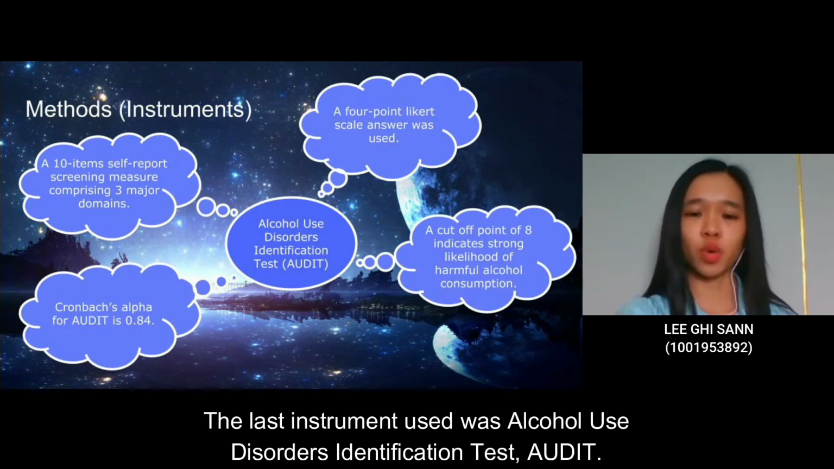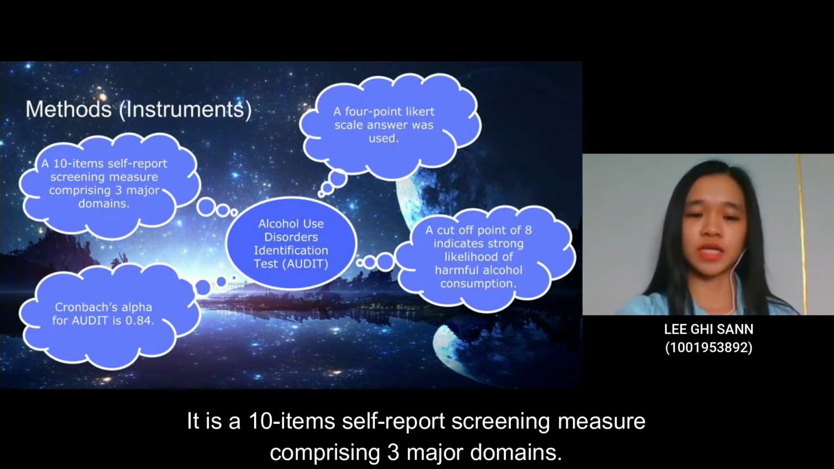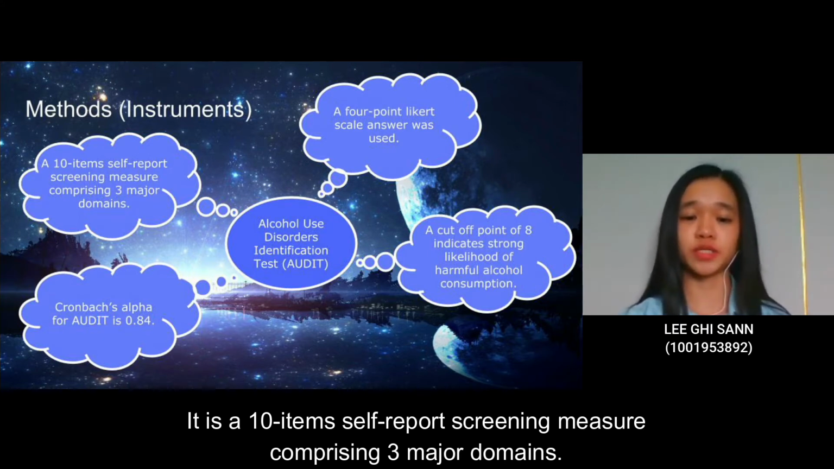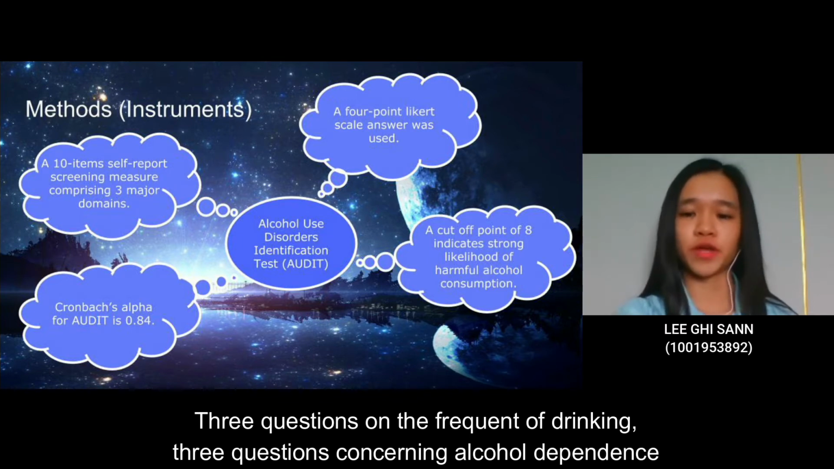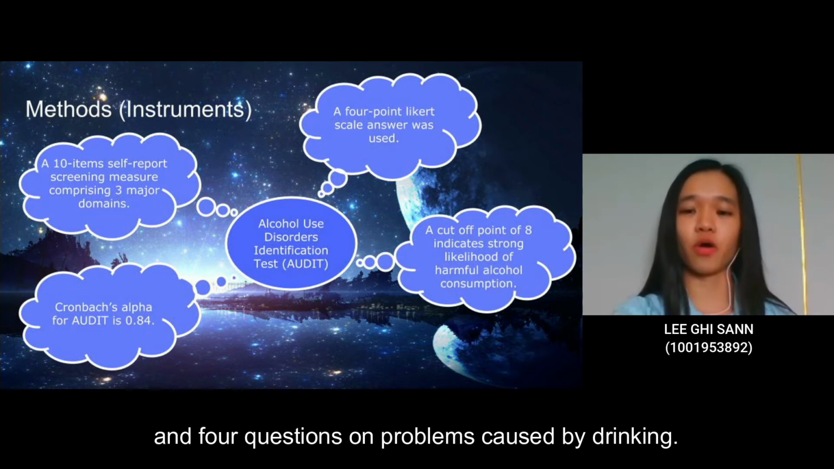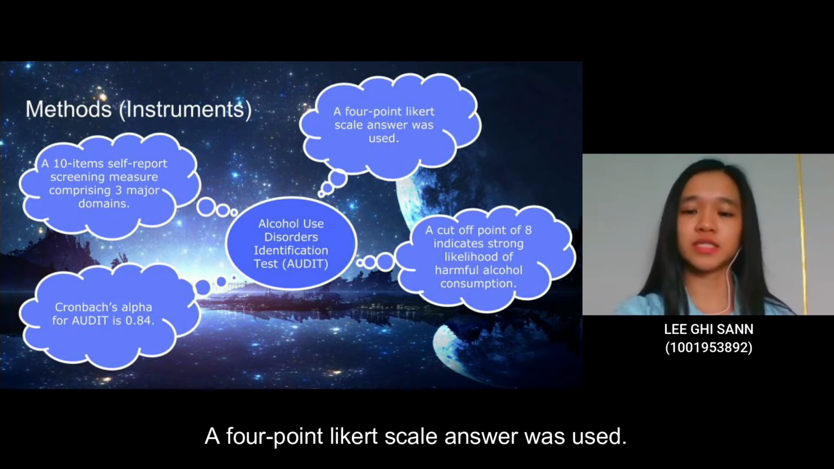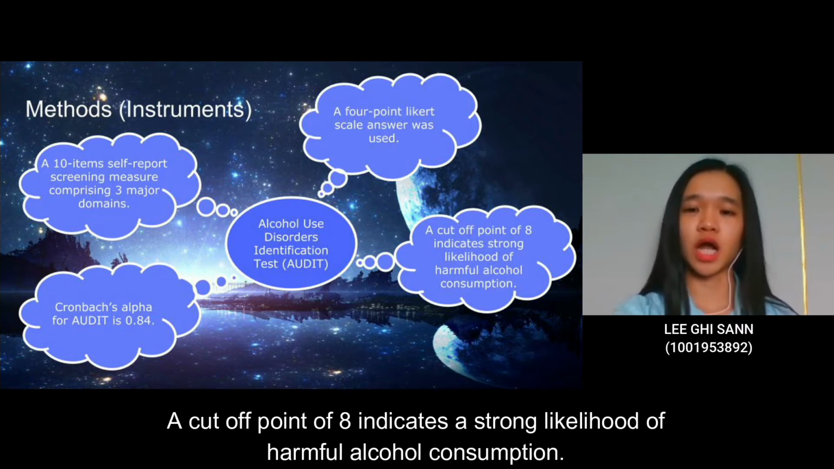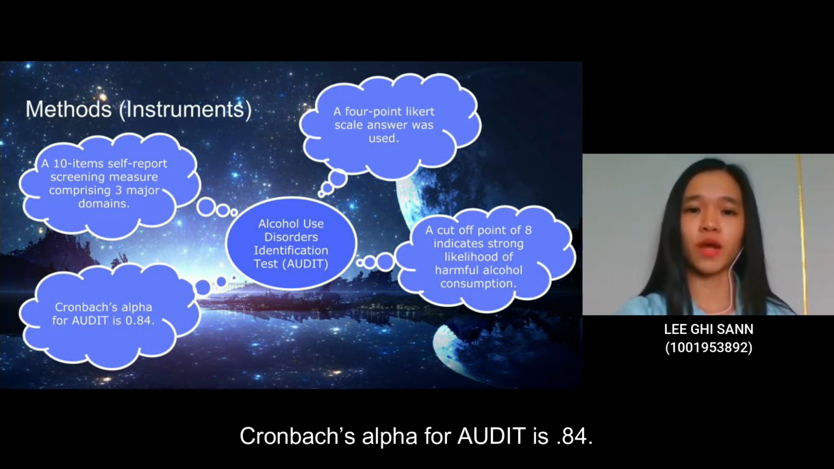The last instrument used was the Alcohol Use Disorders Identification Test, AUDIT. It is a 10-item self-report screening measure comprising 3 major domains: 3 questions on the frequency of drinking, 3 questions concerning alcohol dependence, and 4 questions on problems caused by drinking. A 4-point Likert scale answer was used. A cutoff point of 8 indicates a strong likelihood of harmful alcohol consumption. Cronbach alpha for AUDIT is 0.84.